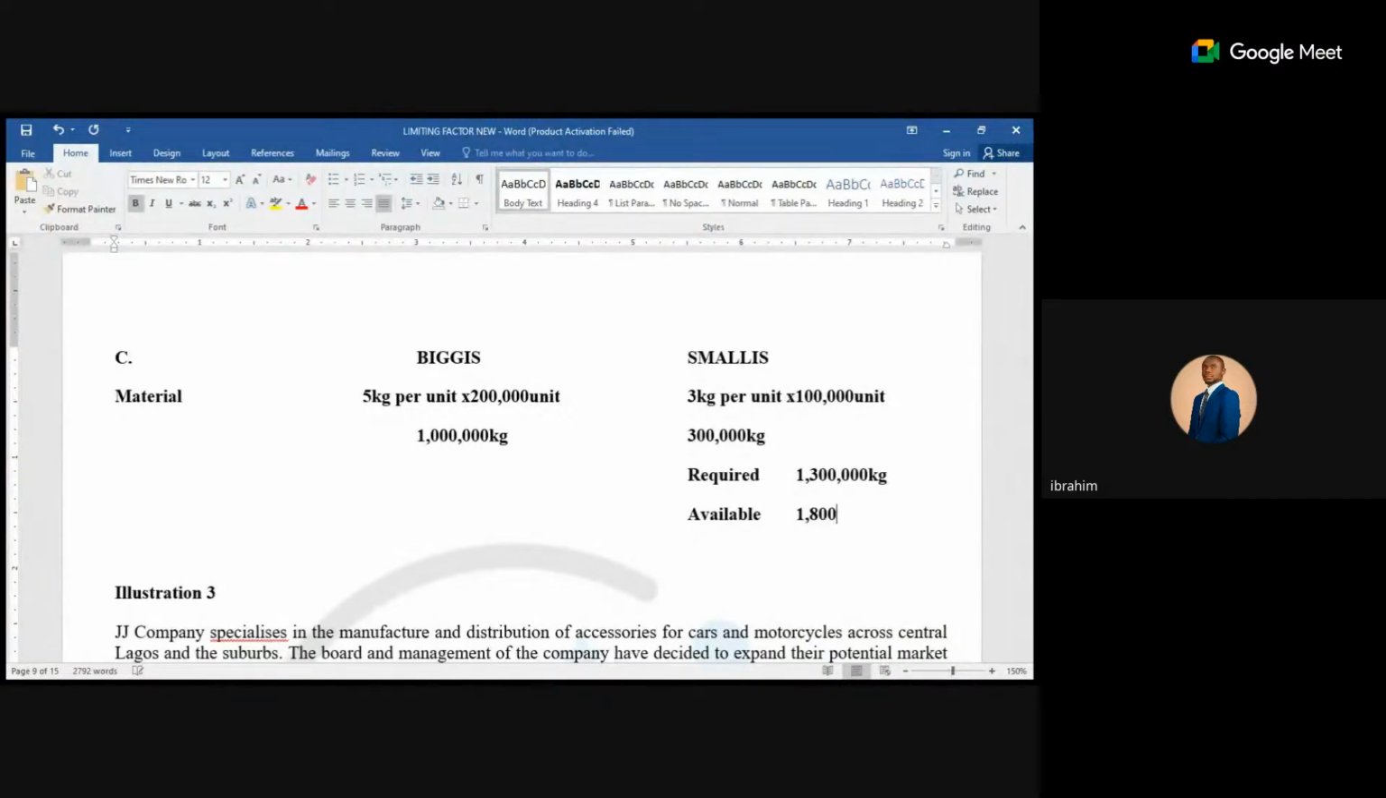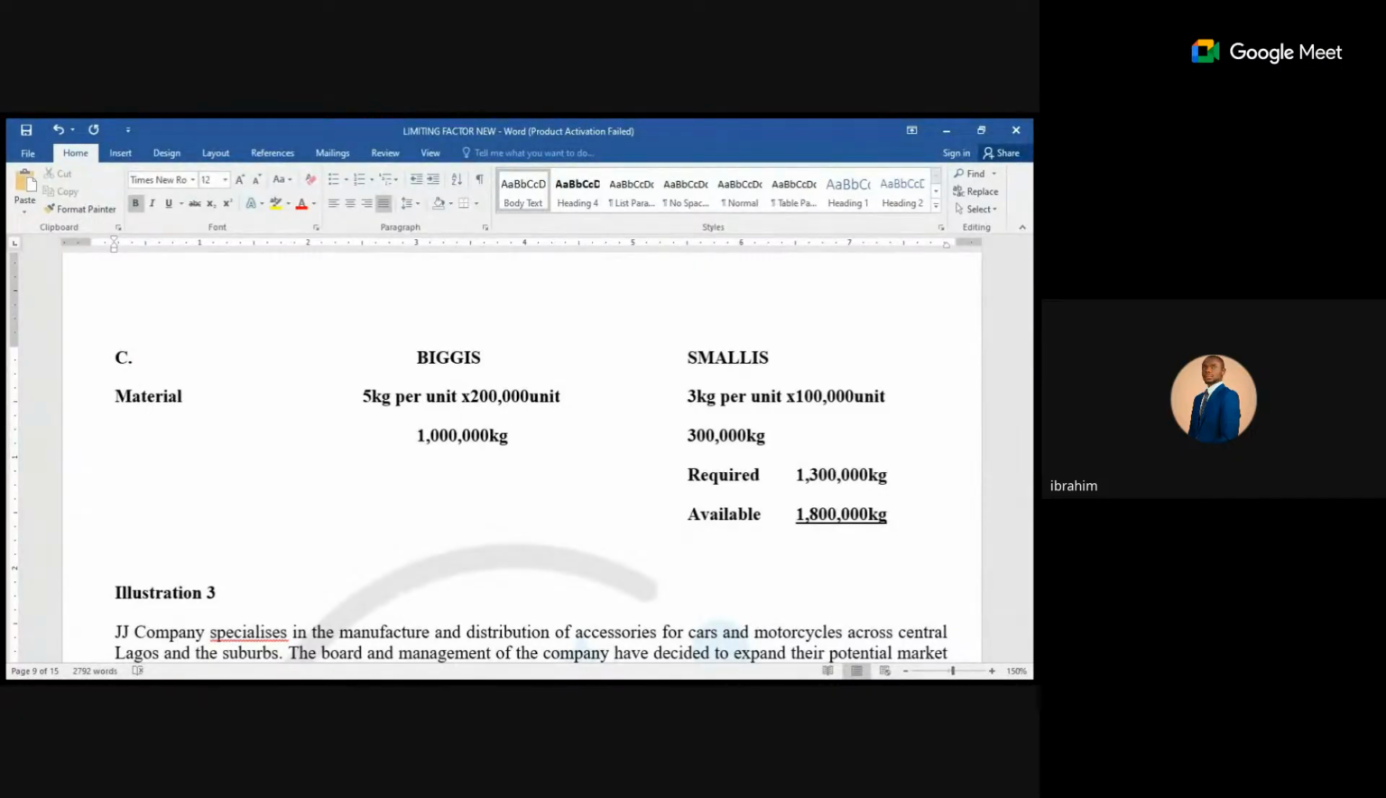1,800, that is 1.8 million. So you can compare. You have 1,800,000 kg to produce 200 units of biggies and 100 units of smallies. But what it will take you to produce it, you will use 1,300,000 kg.